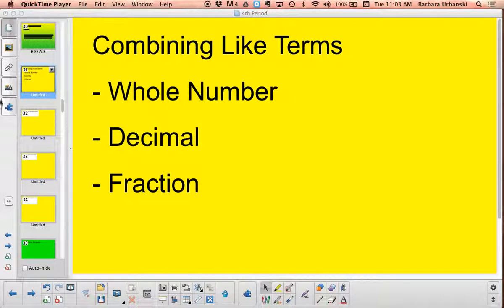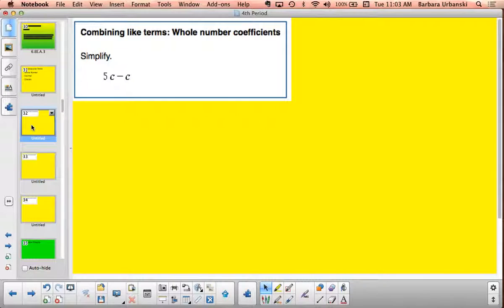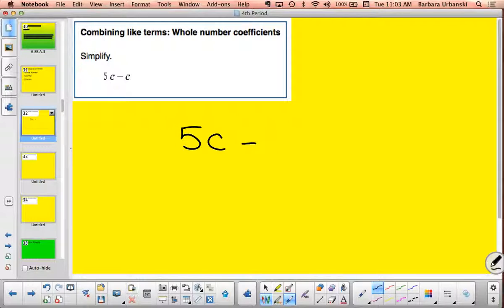The first thing that we're going to look at today would be combining like terms. One will be with whole numbers, decimals, and then fractions. If we're looking at combining like terms with whole number coefficients, we could look at 5c minus c.